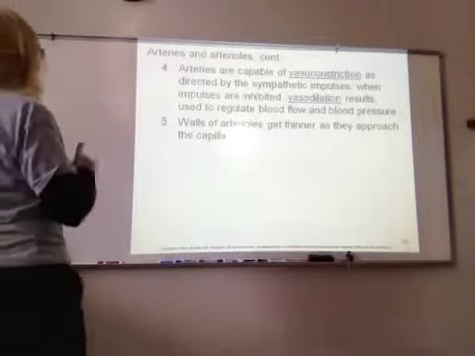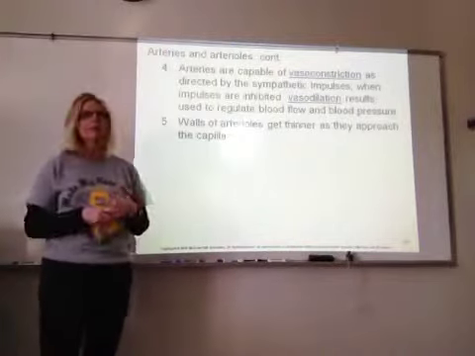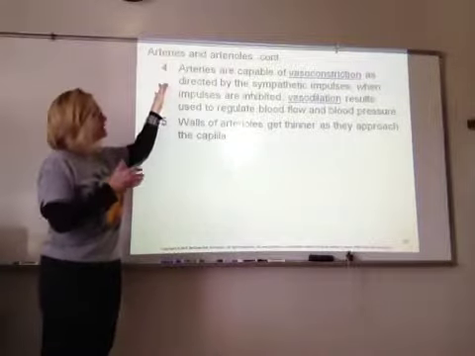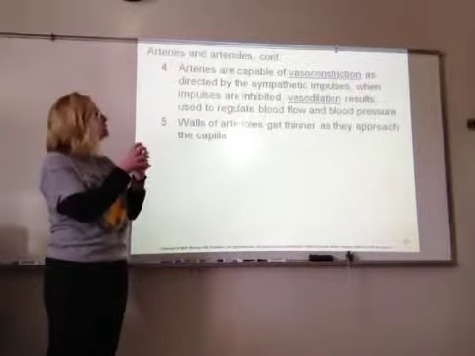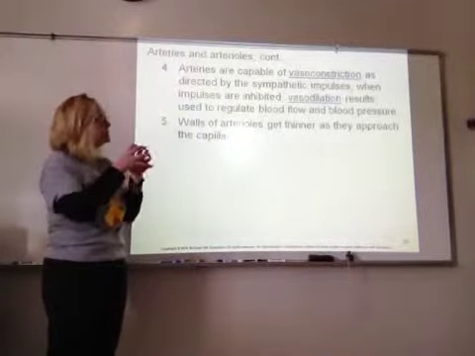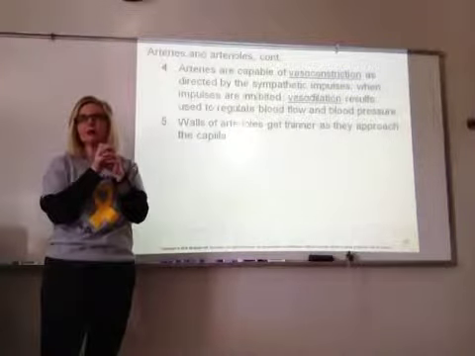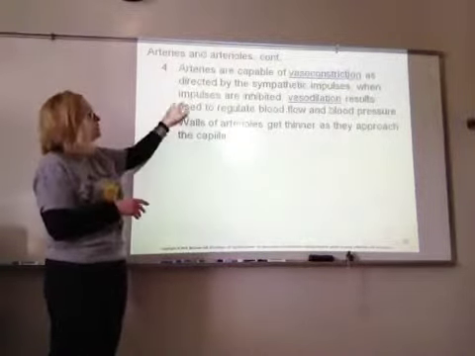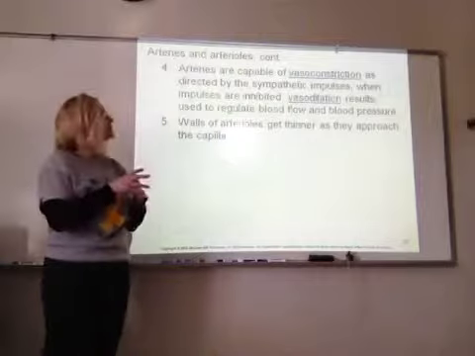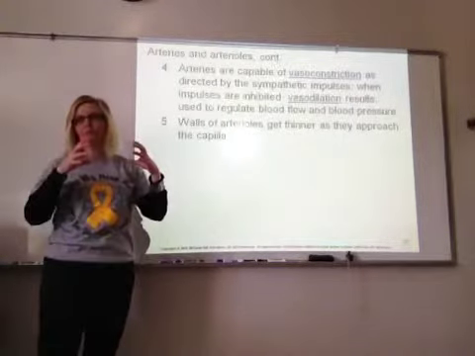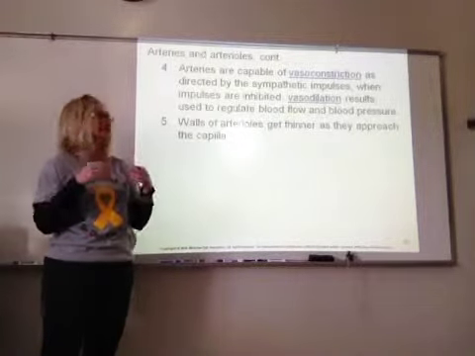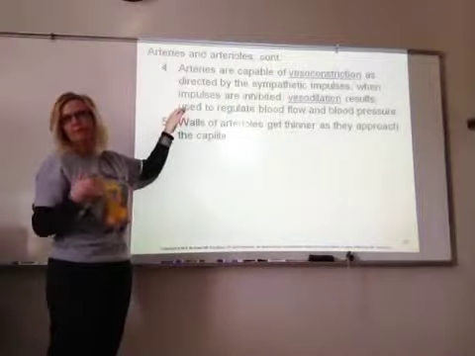Arteries can constrict and arteries can dilate. So they're capable of vaso, which means vessel. So vasoconstriction, constriction of the vessel. So when my nervous or sympathetic system tells me that I need to constrict, that blood vessel will get smaller to slow down blood flow. When those impulses are inhibited, vasodilation, vessels dilate, then it's going to allow more blood to move through, and that opening and closing, or constricting and dilating, can regulate the blood flow and your blood pressure.